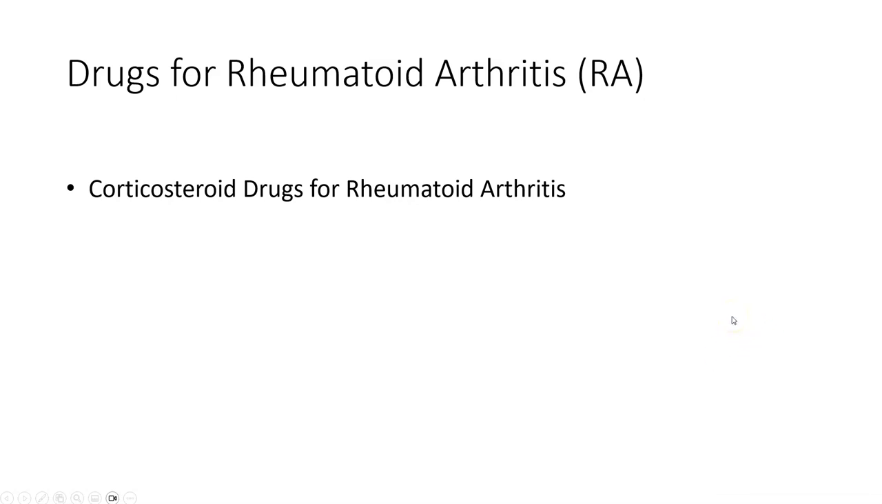Corticosteroids, again, we've talked about them. They reduce inflammation. They can be given orally. We use them short term for a flare-up. We can also inject them directly into the joint to relieve pain.